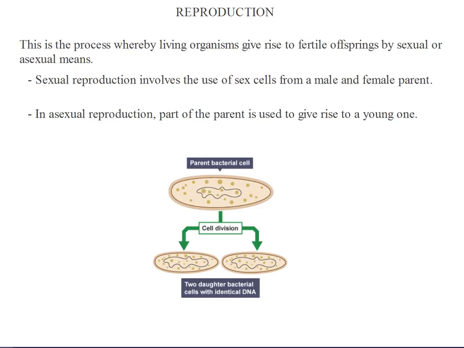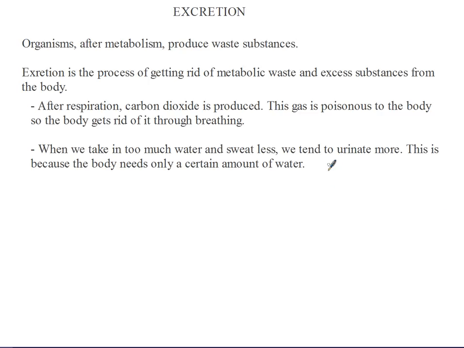A plant or an organism must be able to do any one of these two before it can be considered living. Excretion. Now, there's this word called metabolism. These are just activities taking place in cells. Okay, metabolism refers to activities taking place in cells. Now, once these activities take place, waste products or waste substances are produced. For example, urea inside the body. It is a nitrogenous waste that needs to be gotten rid of. Okay, after respiration, carbon dioxide is also produced. Carbon dioxide is poisonous to the body, so it also needs to be gotten rid of.